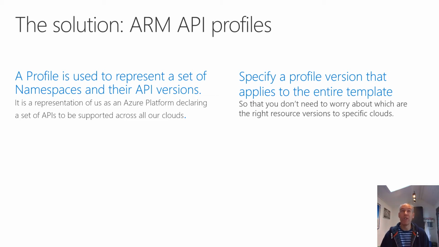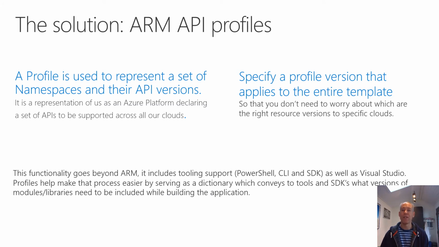So the solution here is a thing called ARM API profiles. A profile is a set of namespaces, or a set of capabilities in your cloud, and their API versions. So you don't have to be as precisely specific in putting the API version into your ARM templates. You can use some shorthand to say, hey, I want to use this whole set of API versions for all the stuff I'm going to do later on in my ARM template.